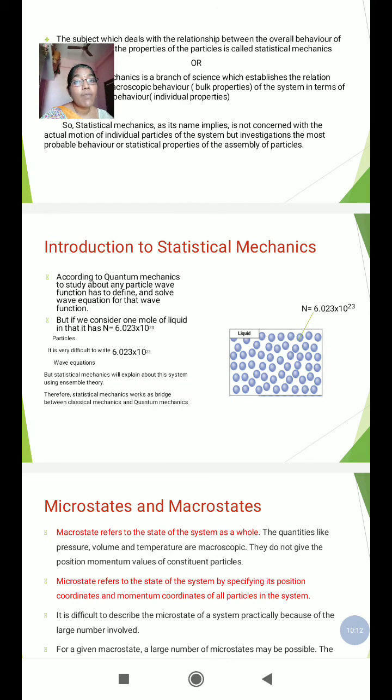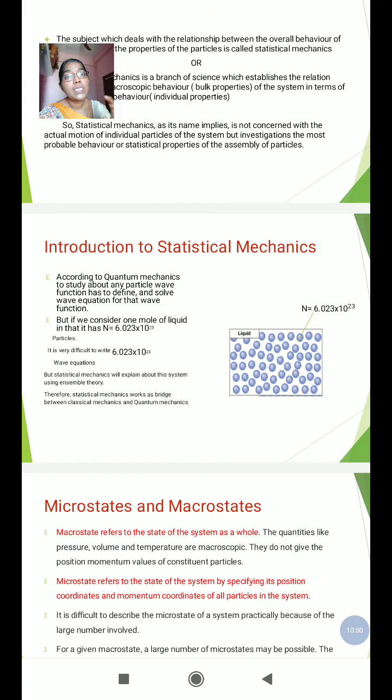If you see here, we have 10 to the power 23 particles. Among these, some of the particles will have the same macroscopic properties. Here a particle is considered as a system. Some of the systems have the same properties. What properties? Macroscopic properties. Some of the systems have the same pressure, same temperature, same energy. They have different microscopic properties, but the macroscopic properties are the same.